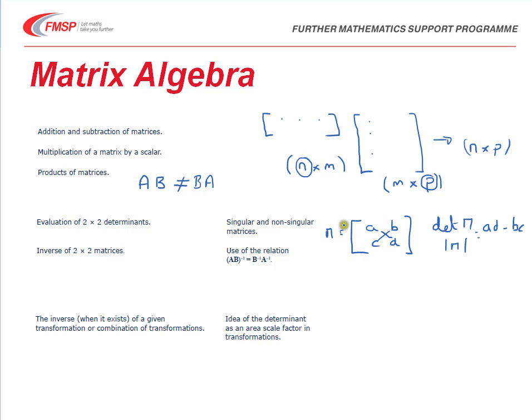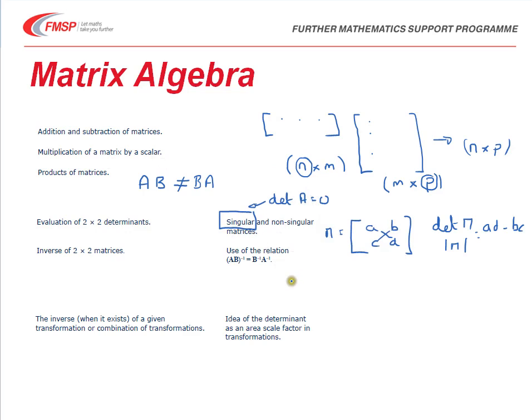So it's the diagonals multiplied together and then subtracted. And once you've got that, then the idea of singular and non-singular. A singular matrix is one where the determinant is equal to 0. So singular: det A is equal to 0, and non-singular otherwise. In other words, it is not equal to 0.